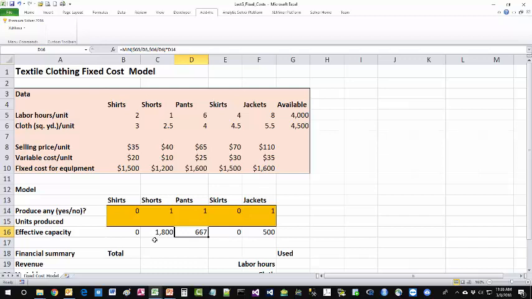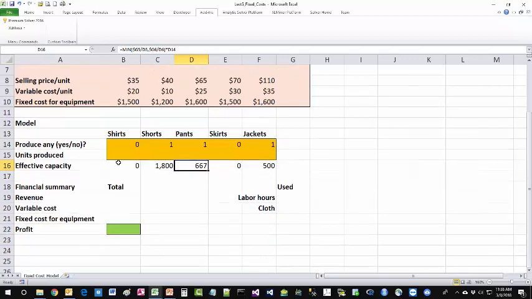So then, to continue, we're just going to make up some unit production, right? Obviously, we have to have 0 for shirts and skirts because we just decided we're not going to do that. Let's say 1,000 here, 300 here and a couple of hundred here, just to have some numbers made up.